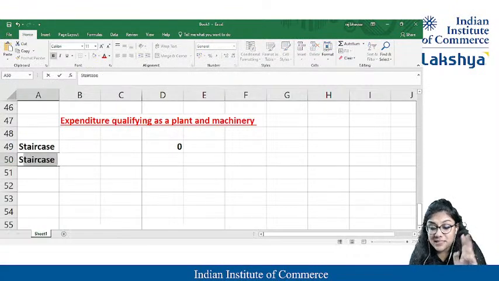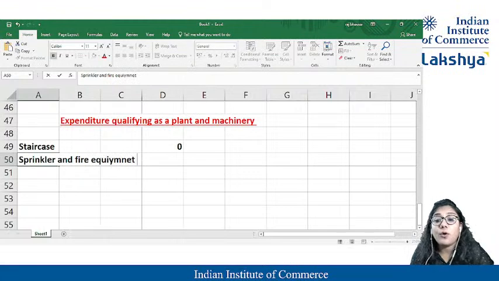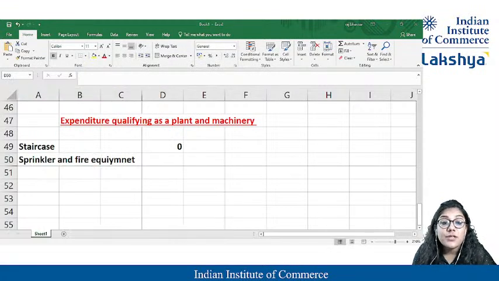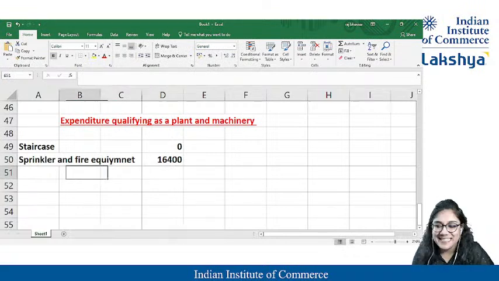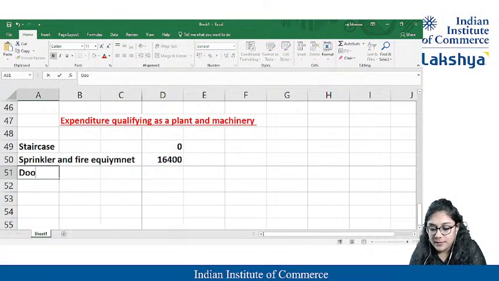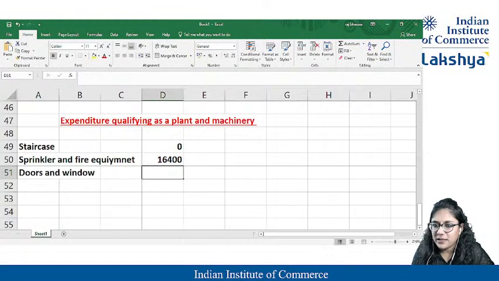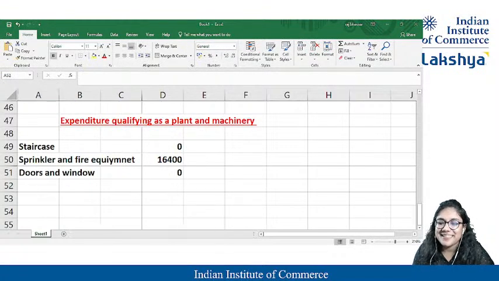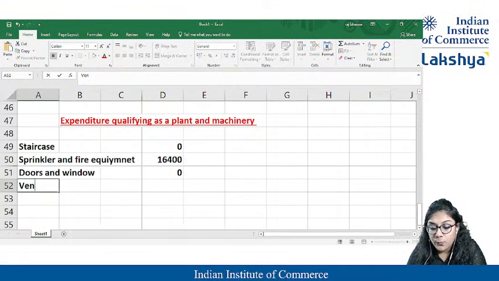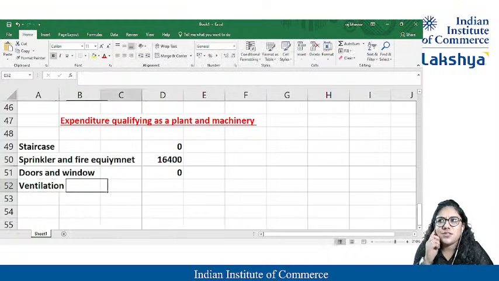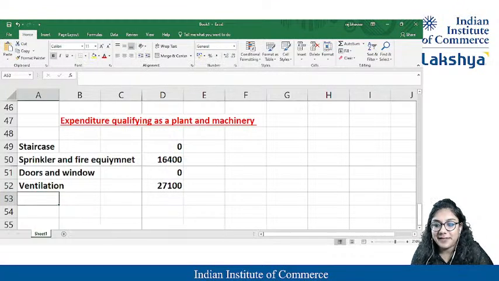Next is sprinkler, a sprinkler and fire alarm. Students, if it is equipment, obviously it will be plant and machinery. The cost given was 16,400. We need to add it. Then there were doors and windows. Is it plant and machinery? No, it is a building, so need not add it. They have given a ventilation system. Is ventilation system plant and machinery? Yes, it's not a part of building. So 27,100 is to be added.